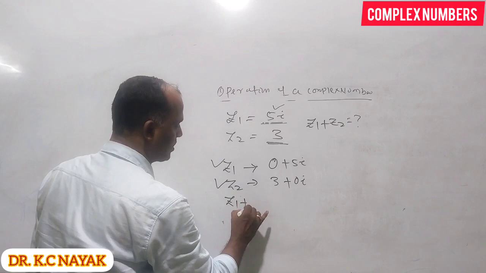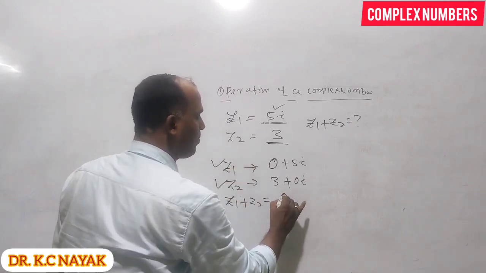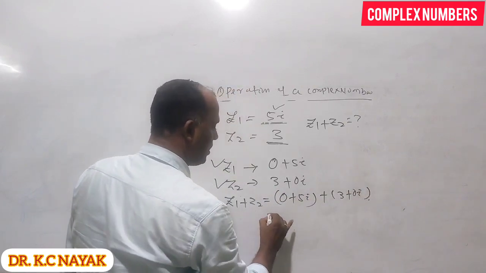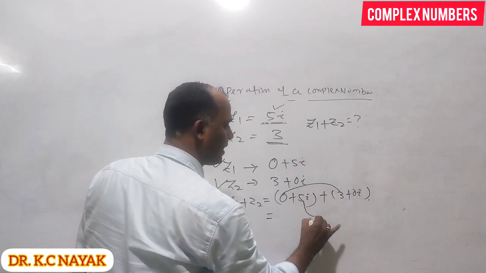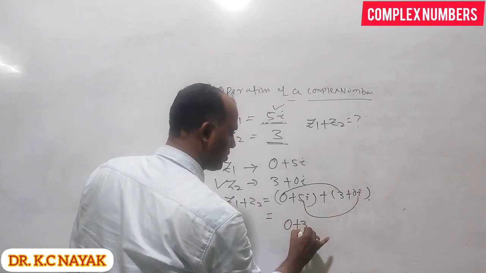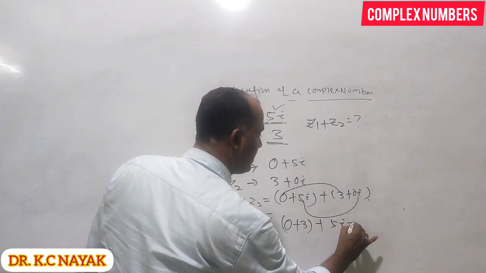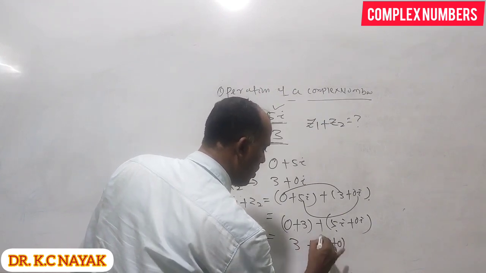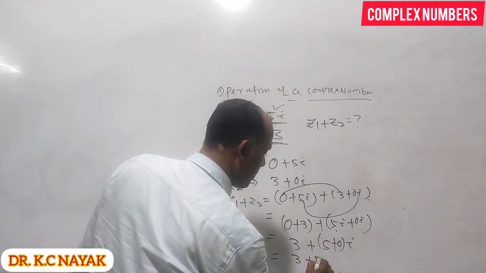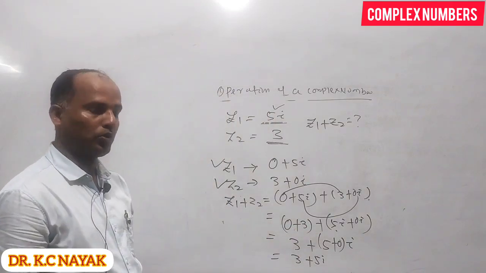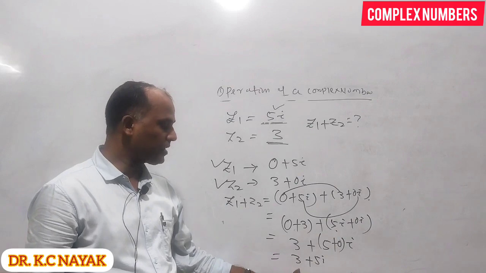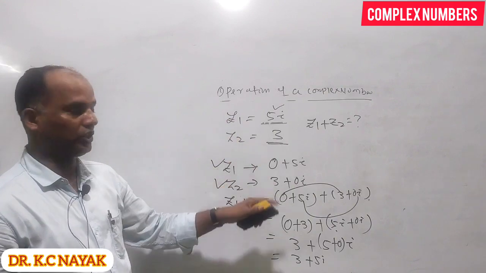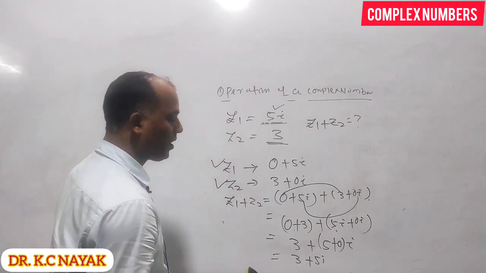addition. z1 plus z2 is equal to 0 plus 5i plus 3 plus 0i. Here, real part to real part, imaginary part to imaginary part. That means 0 plus 3, plus 5i plus 0i. That means 3 plus 5 plus 0 of i, which is 3 plus 5i. We know that the addition of two complex numbers is also a complex number. That means 3 plus 5i is also a complex number. That is the addition of two complex numbers. Okay, the addition of complex numbers is complete.